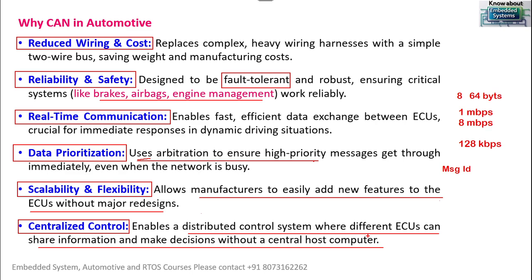Because of all these reasons, whatever I have discussed so far, CAN is used in the automotive industry as a communication protocol in order to communicate between various ECUs in the vehicles.